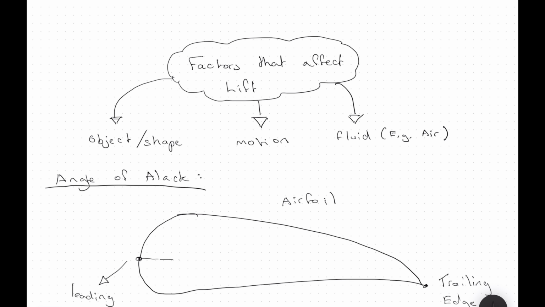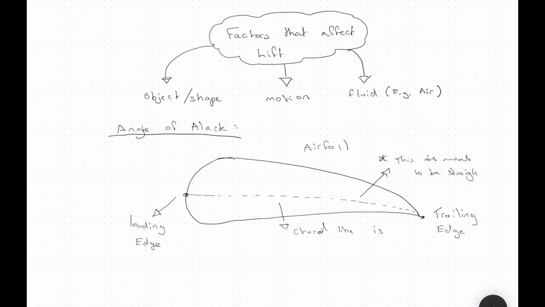So our chord line would essentially be a straight line. Please do not adhere to this diagram to be specific. This is meant to be straight. So this is what our chord line is. The chord line is the line from our leading edge all the way to our trailing edge.